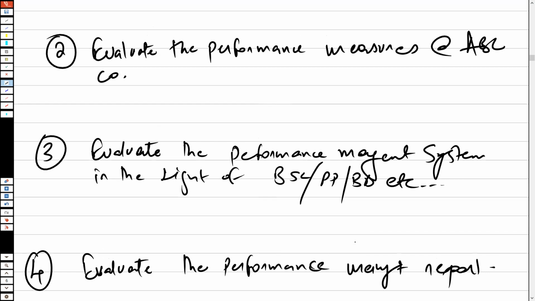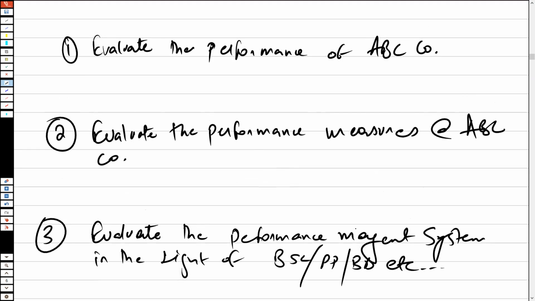Now, what exactly are these four different types of things? Let's try and understand.